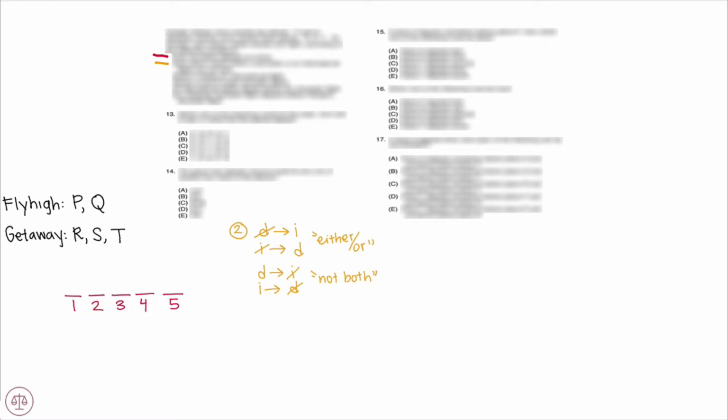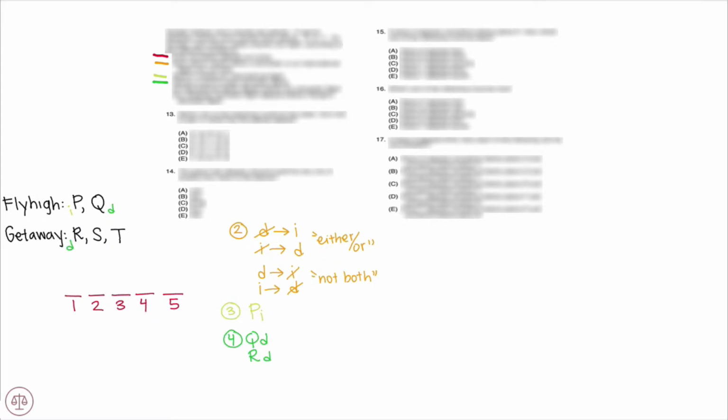All right, rule number 3, plane P makes an international flight. So you know P is international, so we can place an I here. Rule number 4, plane Q and R make domestic flights. So Q is domestic and R is domestic, so we can place a D here and a D here.